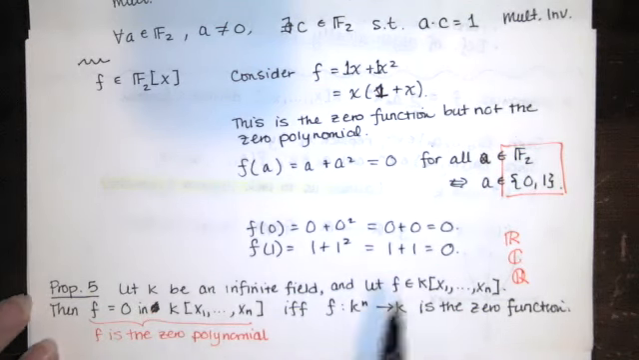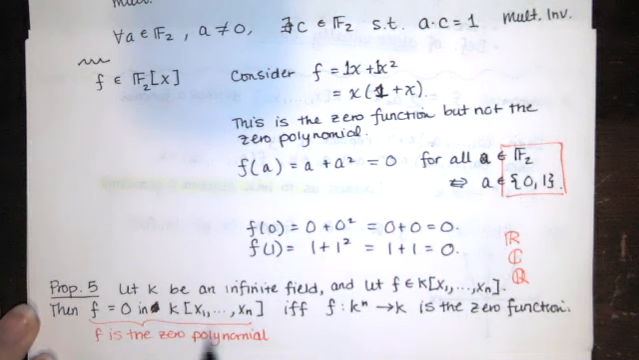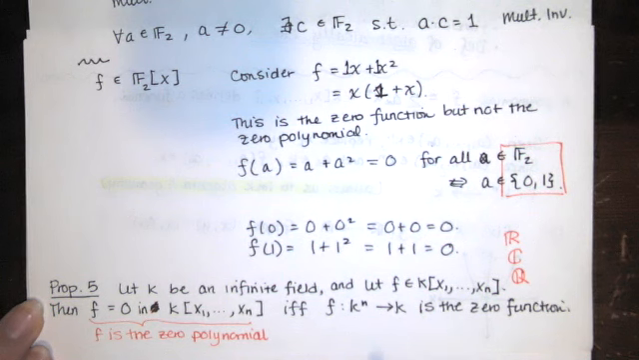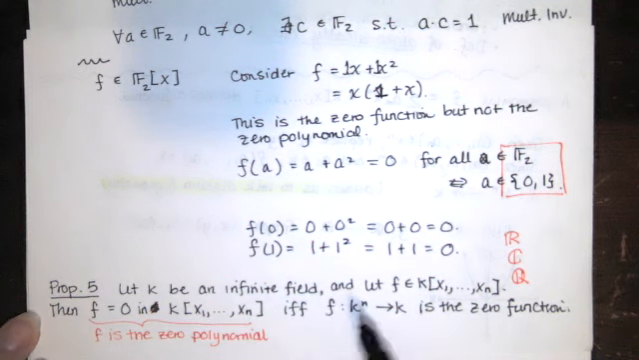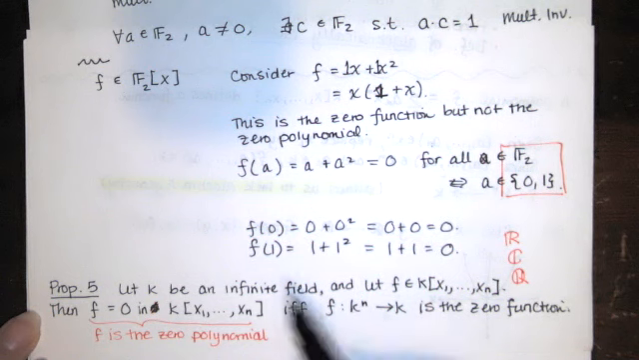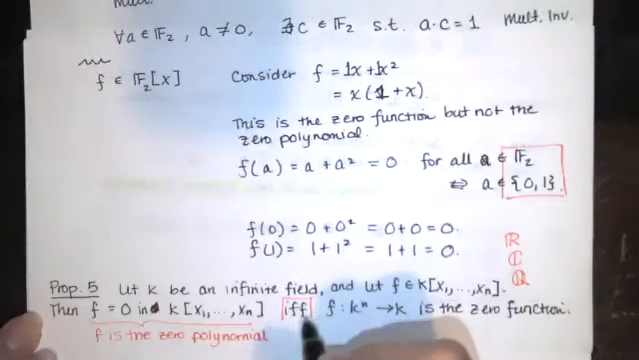So this proposition is claiming, and we have to prove it, that if K is infinite, then if F is the 0 polynomial, then F is the 0 function. And if F is the 0 function, then F is the 0 polynomial. It's saying P implies Q and Q implies P. It goes both ways. That's what if and only if means.